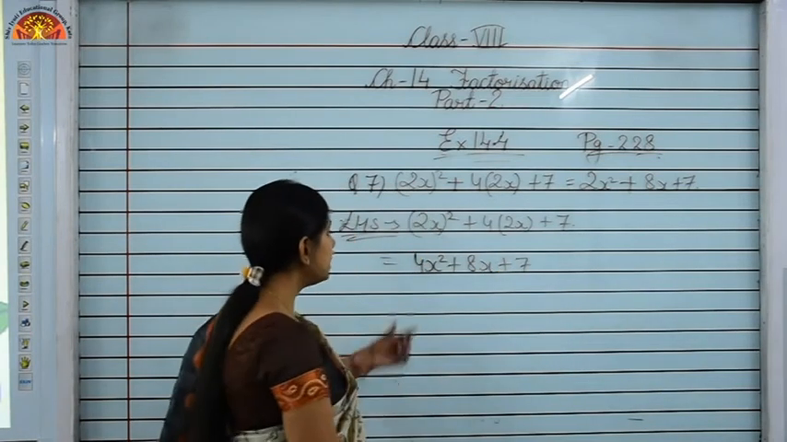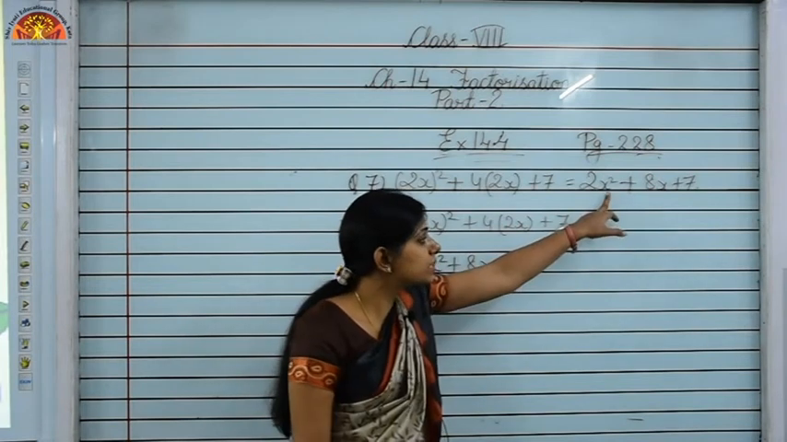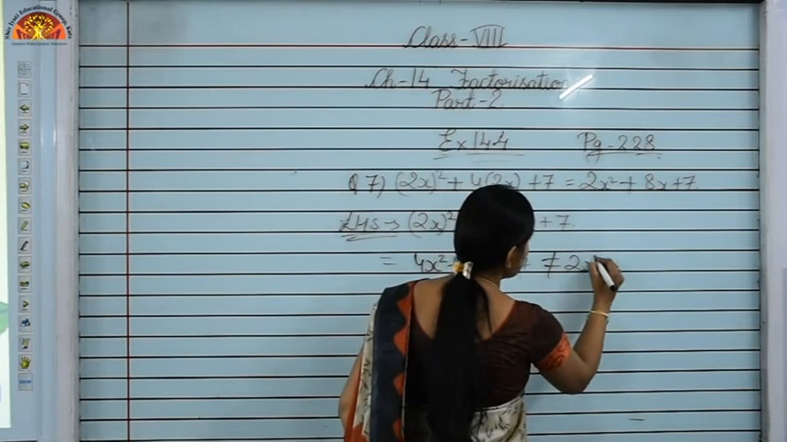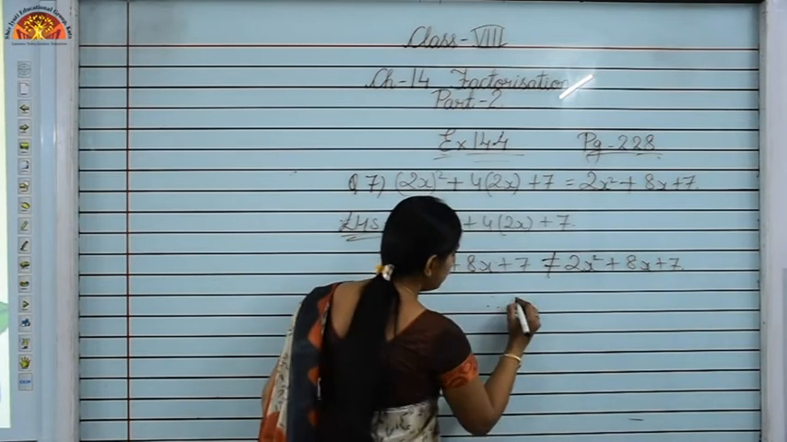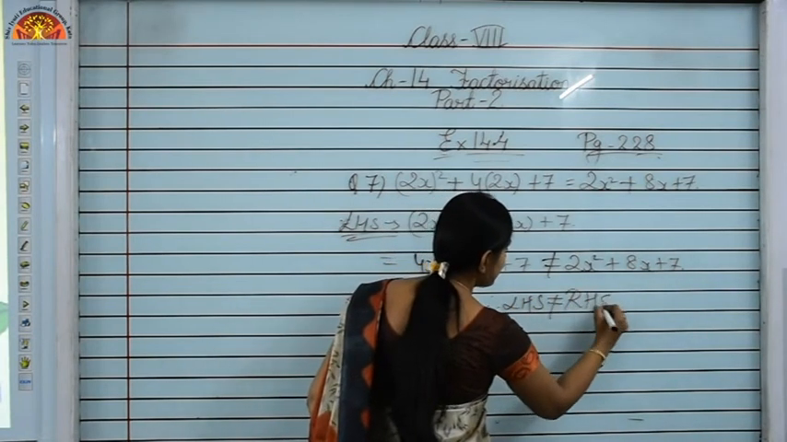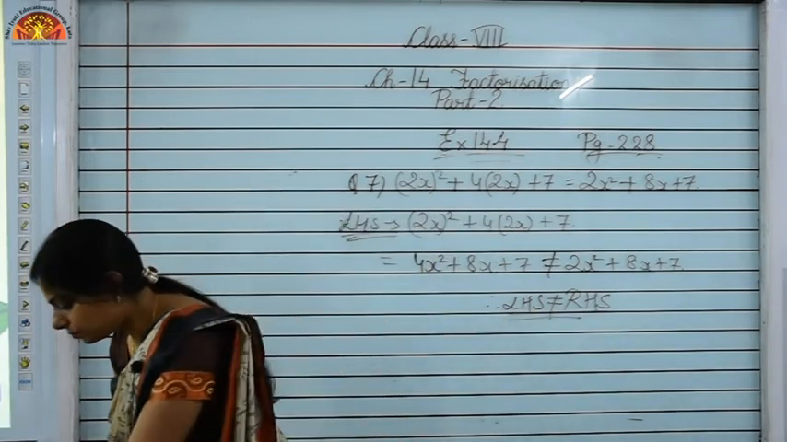Now you can see that this 4x square plus 8x plus 7 is not equal to the right hand side, which is 2x square plus 8x plus 7. Therefore, left hand side is not equal to right hand side. Is it clear? Now we'll solve the next question.